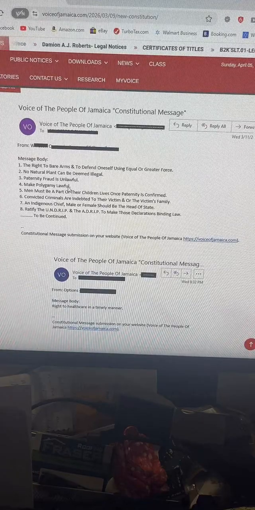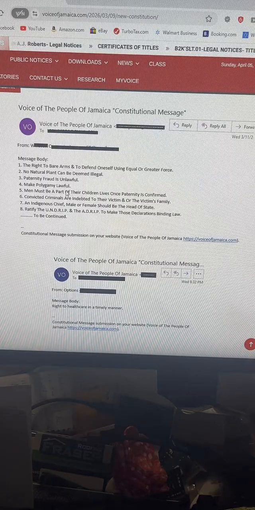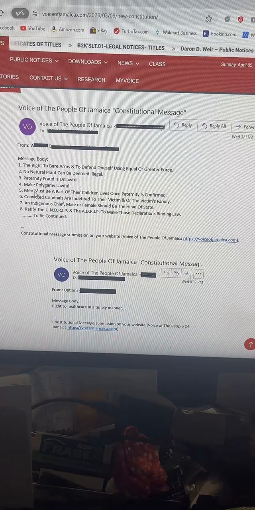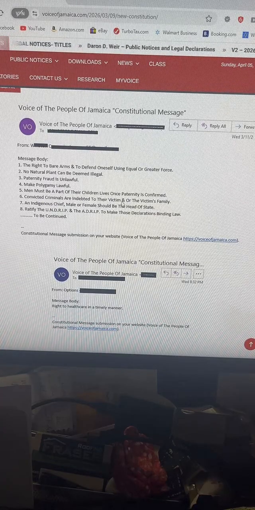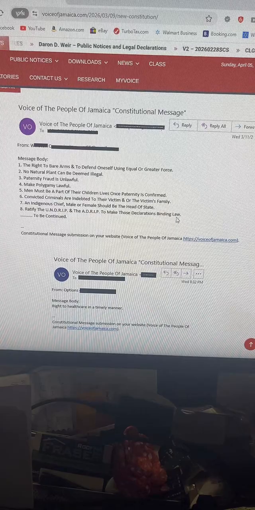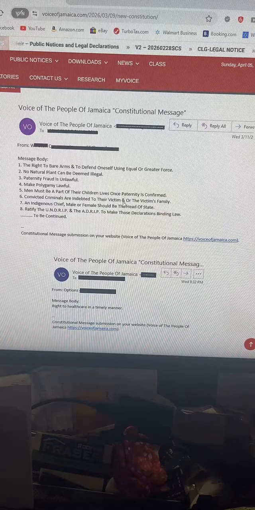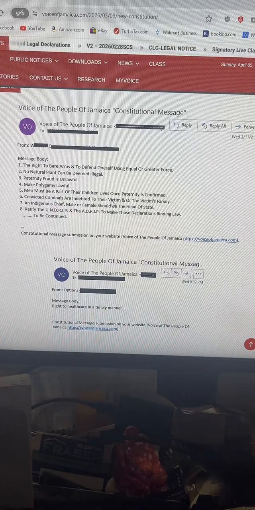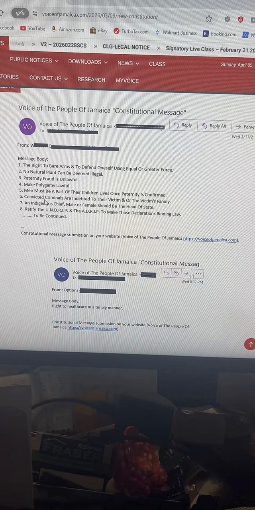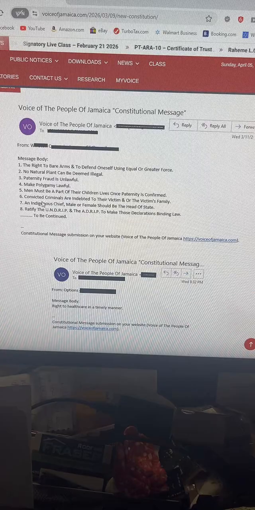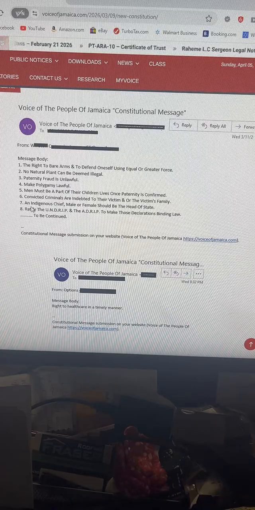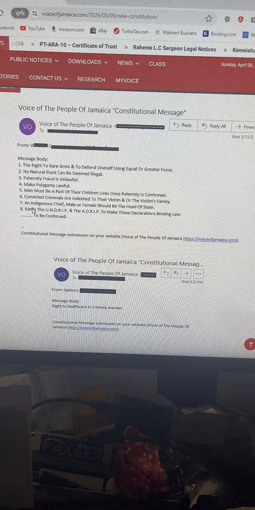So we have polygamy. Link up there, so a man must be a part of their children's life once paternity is confirmed. Yes, that is already established. Convicted criminals are indebted to their victim or to the victim's family. Now, this is something that was covered earlier, where we're going to abolish the prison system, right? So no more prisons. If someone is convicted of a crime, we the people have to determine the penalty.